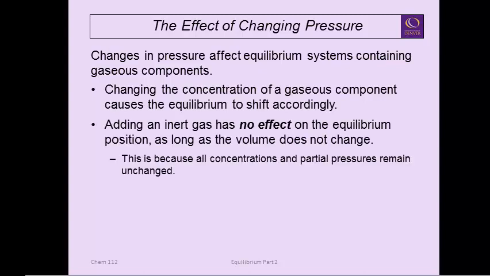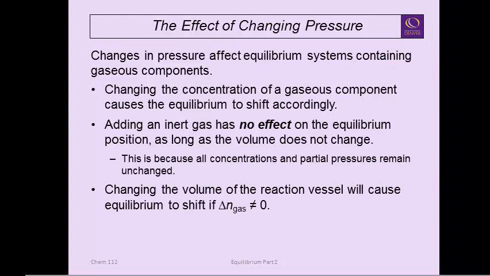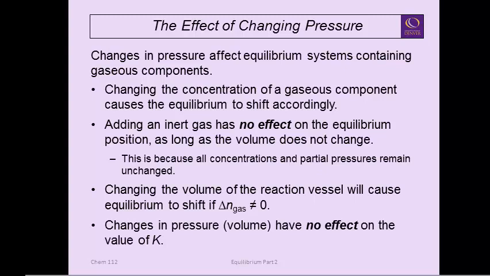Adding an inert gas has no effect. By the same token, having pressure changes in the lab shouldn't have an effect. But changing the volume will cause equilibrium to shift. But keep in mind, if the delta N is 0, and that's not an example we looked at, then there's no way that shifting one way or the other would have any effect. So in that case, if the delta N is 0, changing the volume won't cause a change. And once again, we're shifting equilibrium, but we are not changing the K.